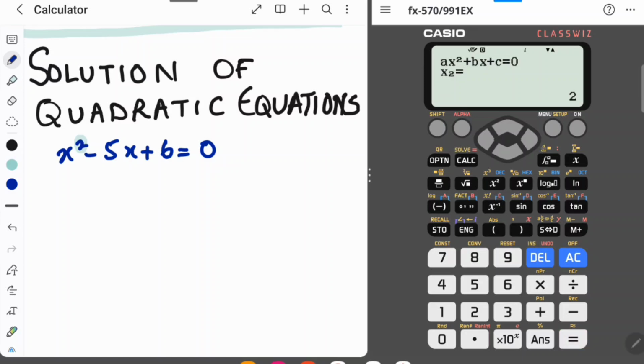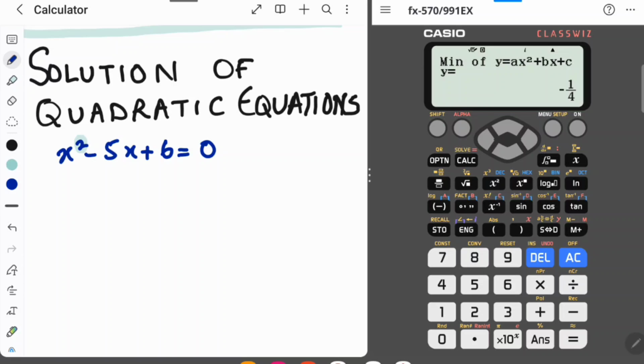Here you can get the minimum or maximum value also. So here we will have the minimum value because the graph will open upwards. The minimum value of x is 5/2, and its y coordinate is -1/4. Okay, this is the way you can find the solution of quadratic equations, and you can find the minimum or the maximum value also.